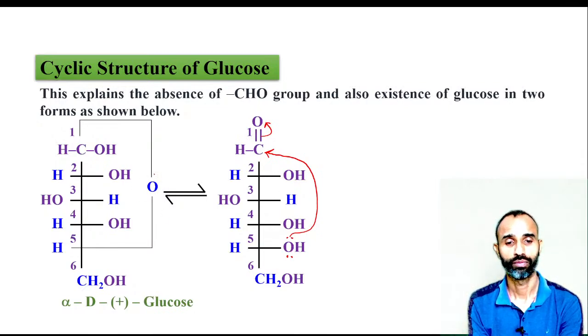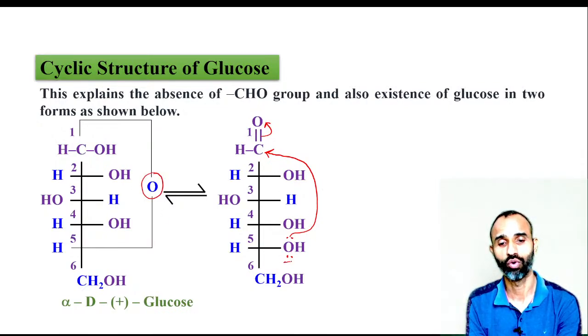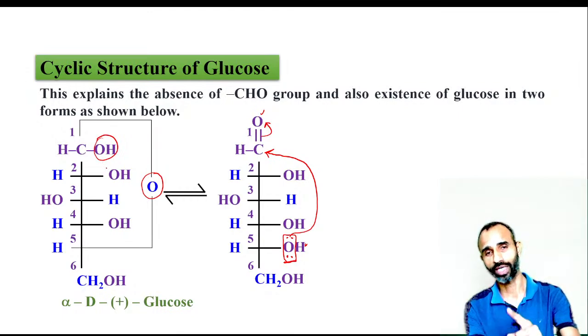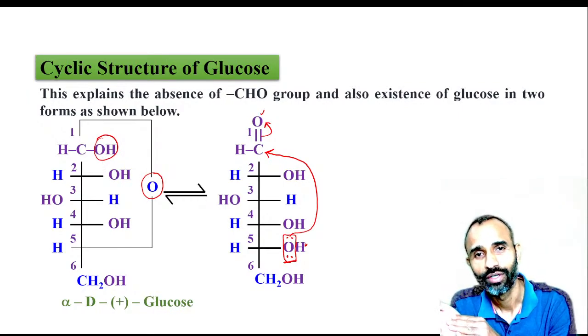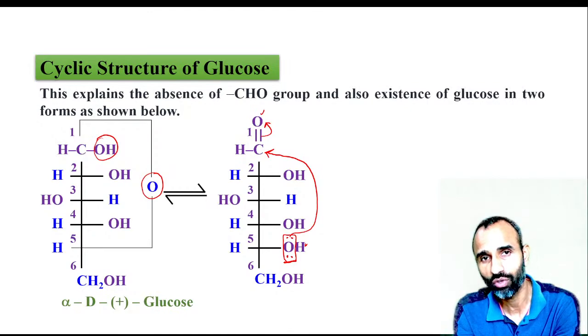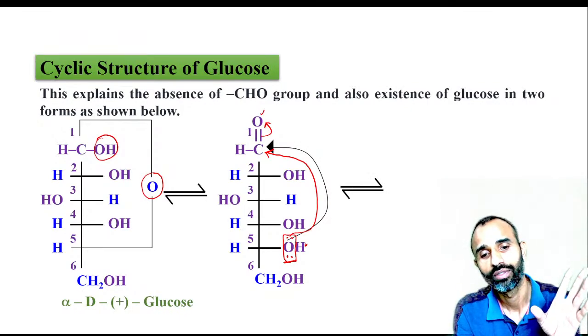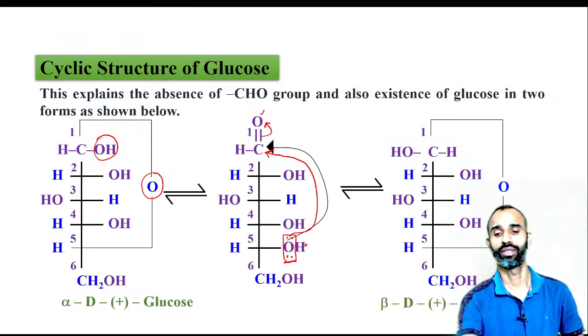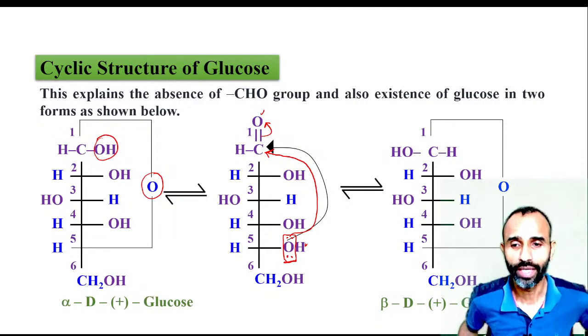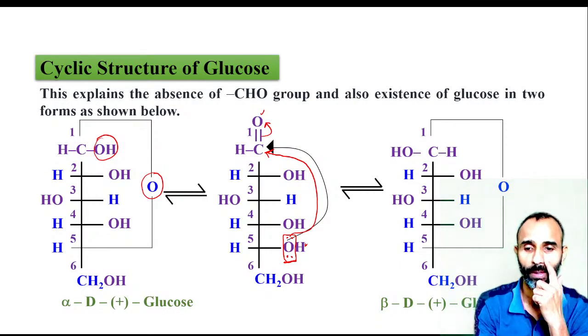O here now, this O and this H attached to this oxygen, and that will be like this. So this OH on the first carbon is either on the right or on the left. If it is on the right, that is called alpha D plus glucose. If it is on the left, that is called beta D plus glucose. One is alpha D plus glucose, the other is beta D plus glucose.